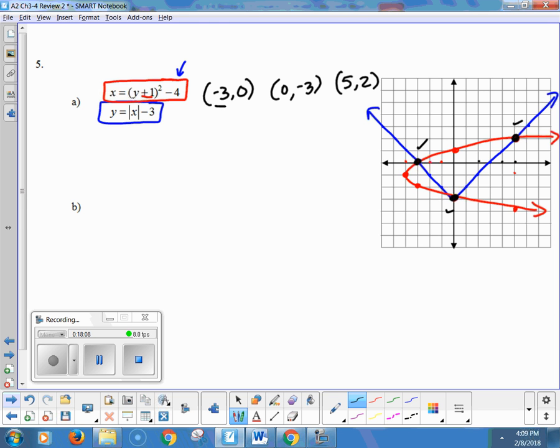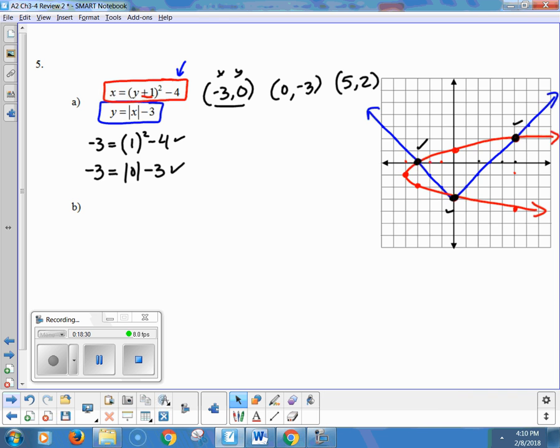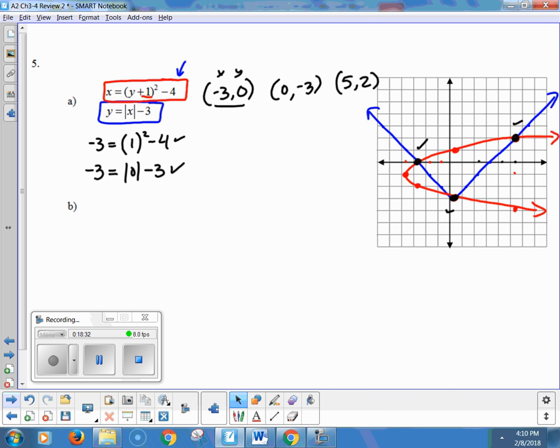So checking (-3, 0) in both equations. Here's my x, here's my y. -3 is supposed to equal 0 plus 1 squared minus 4. Well, I can look at that and know it's true. Looking in the bottom equation, -3 is supposed to equal the absolute value of 0 minus 3. That's also true.